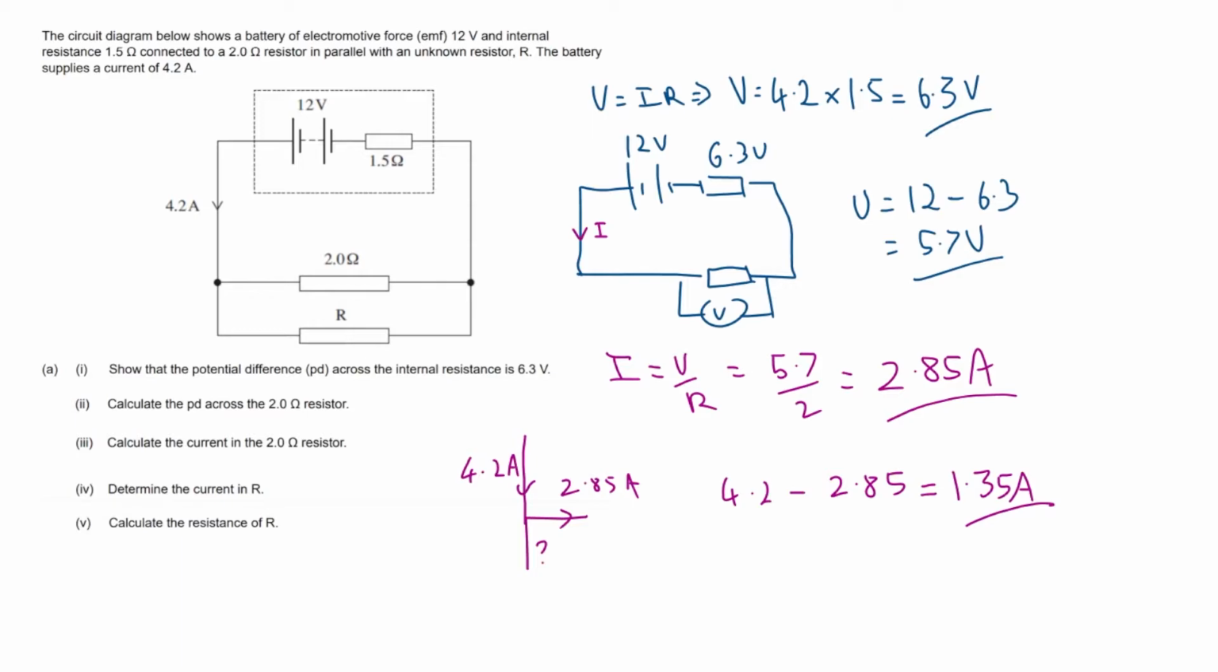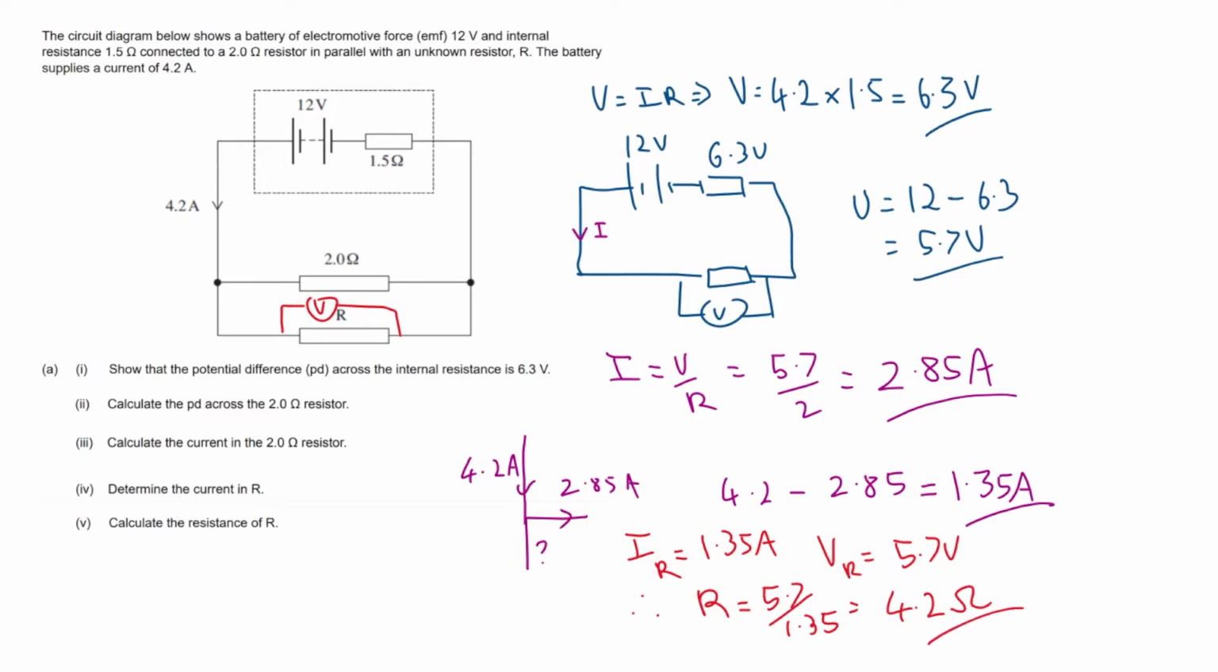Now we can calculate the value of the resistance R. We know that the voltage shown on the diagram across that resistor is equal to the voltage across the 2 ohm. Therefore, we can say that the current through the resistor is 1.35 amps, and the voltage across the resistor is 5.7 volts. This means that the resistance value R is going to be equal to 5.7 volts divided by 1.35, which is 4.2 ohms.